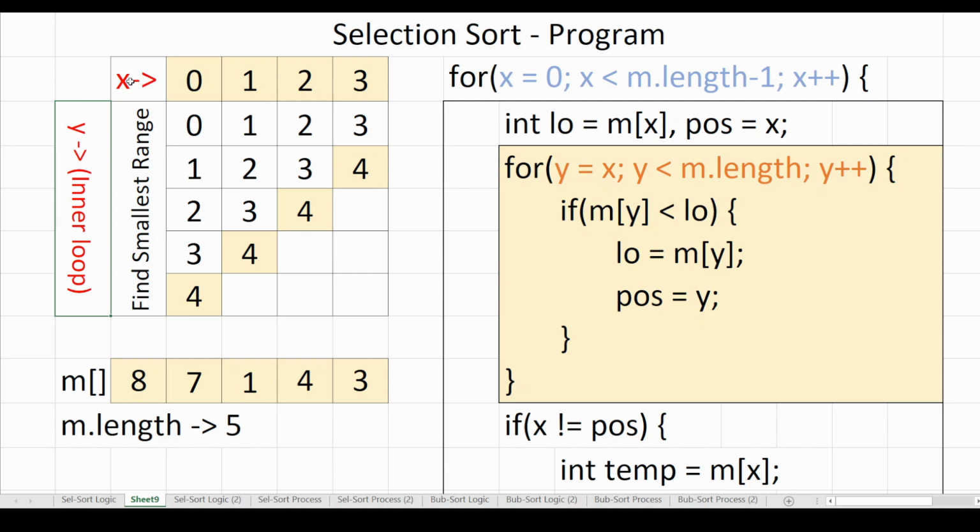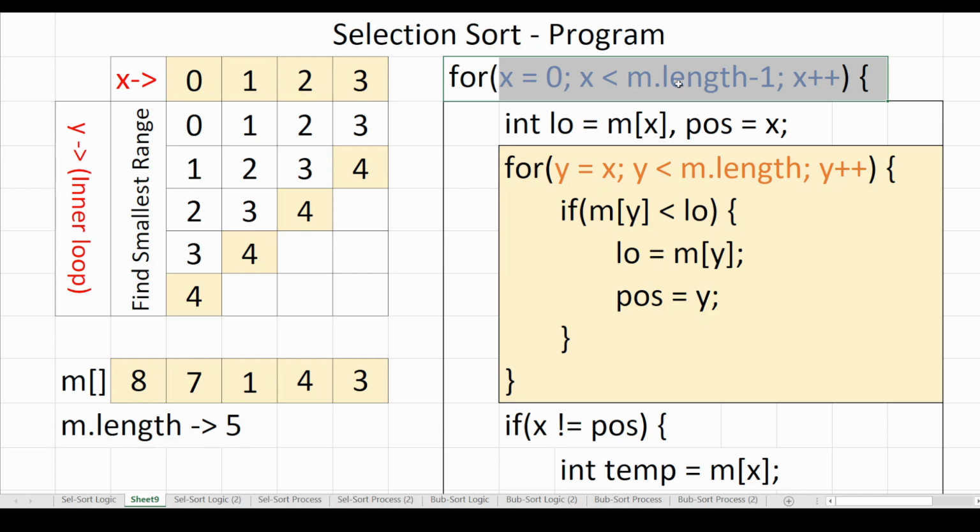So what is the range of x? X is going to be 0 to 3. And if x is going to be 0 to 3, you can see from over here that we have actually used 0 to 3. So when I say 0 to less than m dot length minus 1, what is the value of m dot length? M dot length is 5. 5 minus 1 is 4. If I write less than 4, it is going to go up to 3 only.